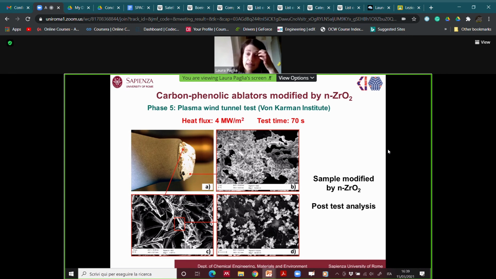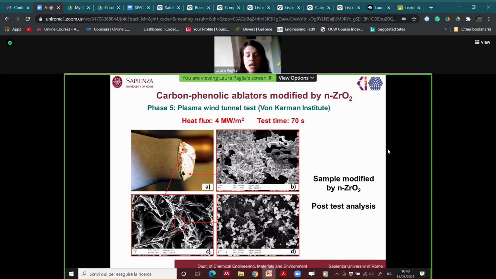When we had nanoparticles inside the material, the nanoparticles are all well distributed inside the material. But during the test, we have a phenomenon of coalescence of these nanoparticles, and they tend to distribute on the surface, on the exposed surface of the material. This means that I have an external part which consists of zirconia, of these nanoparticles of zirconia, which coalesced during the test and which protect the material from further recession.